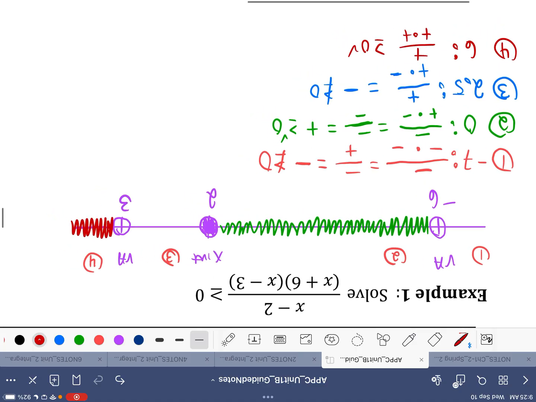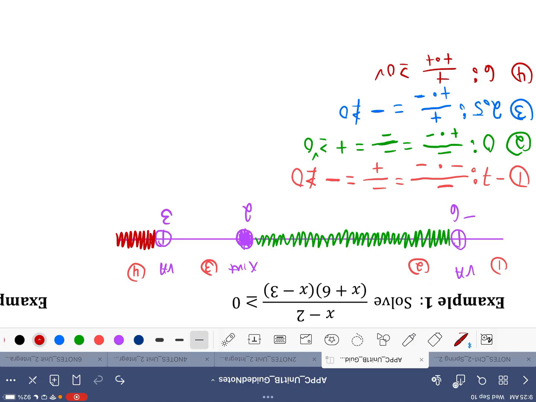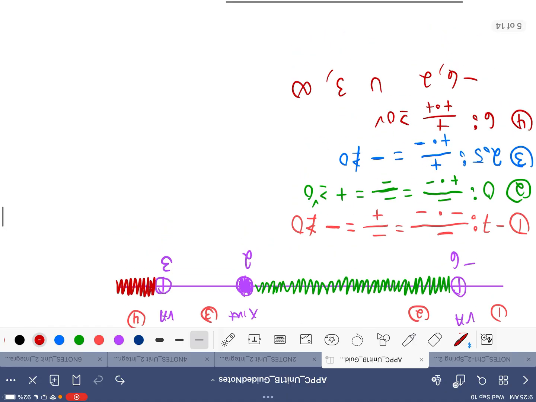Okay, so our solution, we just look at what we shaded. We go from negative 6 to 2 and 3 to infinity. What parenthesis or bracket, what's going to happen on negative 6? Parenthesis, because it had an open circle. On 2, it would be bracket. 3, parenthesis. Infinity, always a parenthesis. Try to do 2.